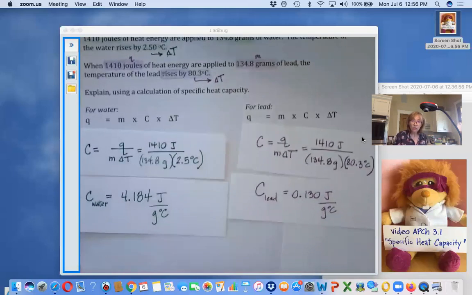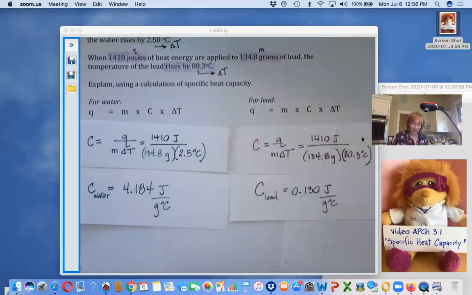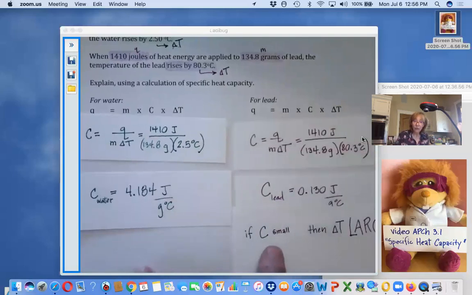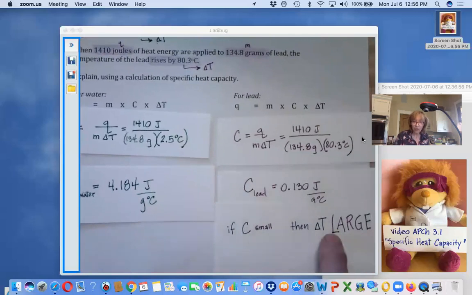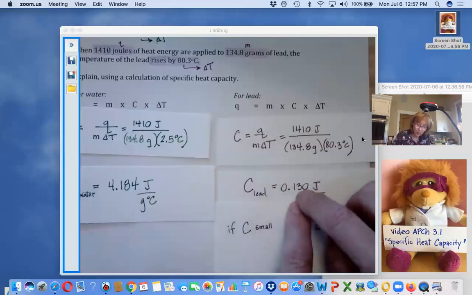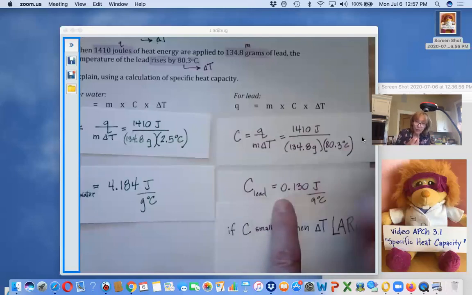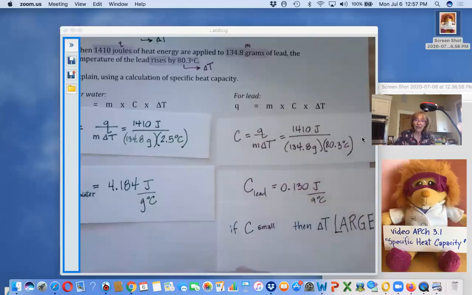So what I want you to notice here is that if your specific heat capacity is a small number, then the temperature change observed is going to be large. Lead only has to soak up 0.13 joules of heat for each gram to go up by a degree. And another little absorb 0.13 joules, it shoots up another degree. Absorb 0.13 again, shoots up another degree. So you can see that the temperature change can go up, up, up, and the ΔT will end up being large.